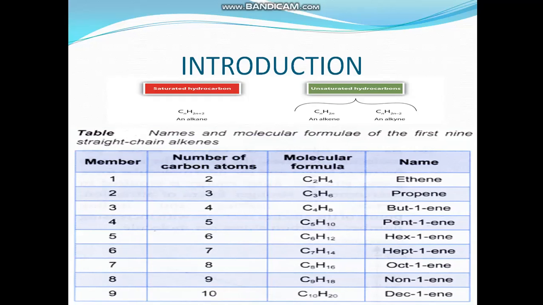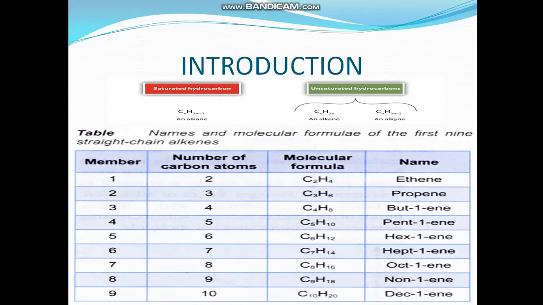The second member of the family is propene. Propene is also called propylene. Molecular formula is C3H6. The third member is but1ene, or butene simply, and in common language it is called butylene. Its general formula is C4H8.